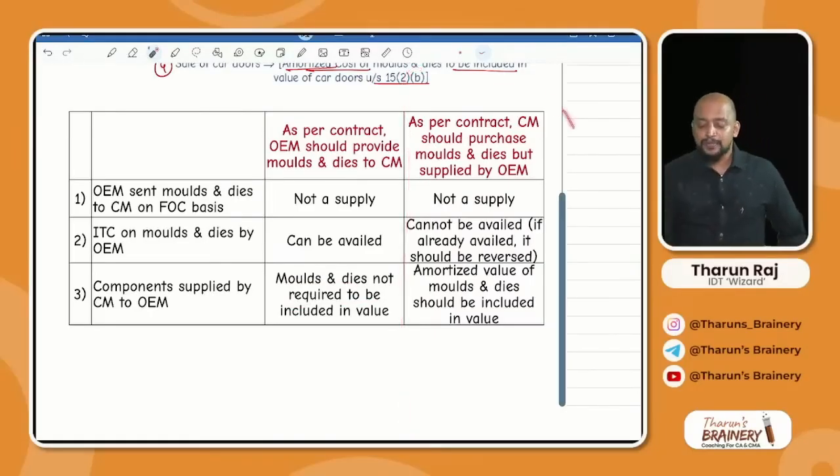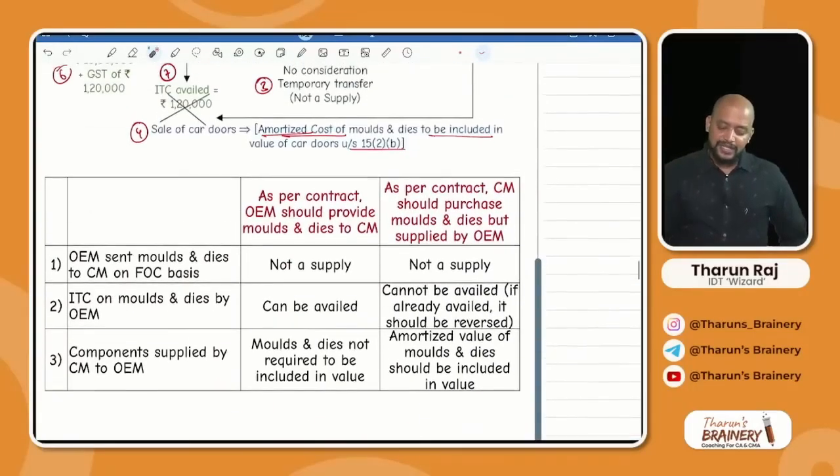Suppose as per contract the component manufacturer should purchase but it is given by the OEM. Now the OEM is sending molds and dies. Now also it is not a supply. However, can ITC be availed by the OEM? No, because it is not to be purchased by them, but they purchased it. So if they have already availed, they need to reverse. And what about the components? Whether the amortized value of molds and dies is to be included? Yes, the amortized value of molds and dies is to be included in the value.